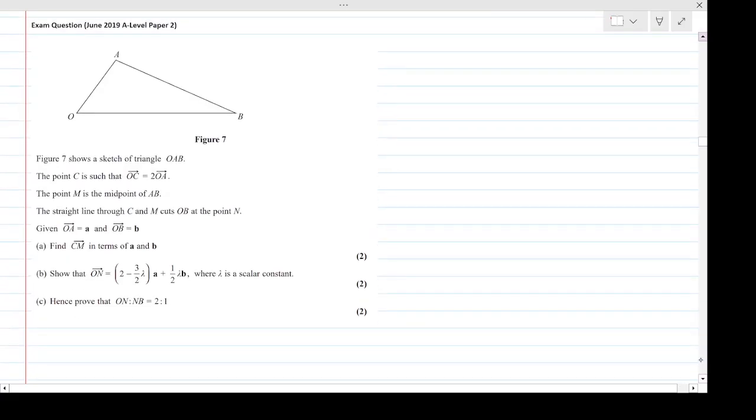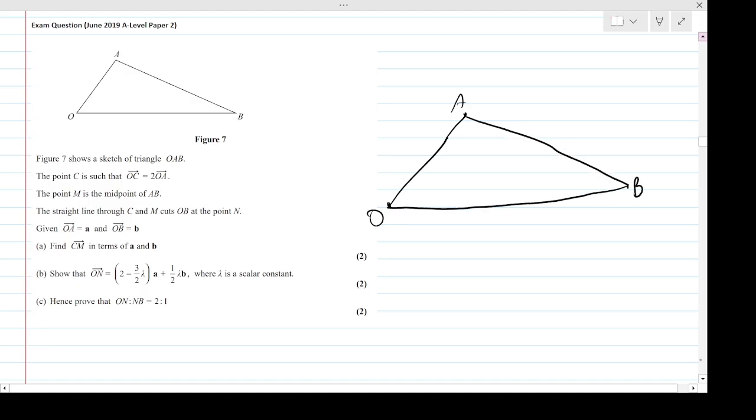So we are given a triangle OAB. The point C is such that O to C is 2 lots of OA. We're going to need to extend our diagram again. So O to A, with O and then A up here, and then we have A to B, and then B to O again. So we've got the triangle.